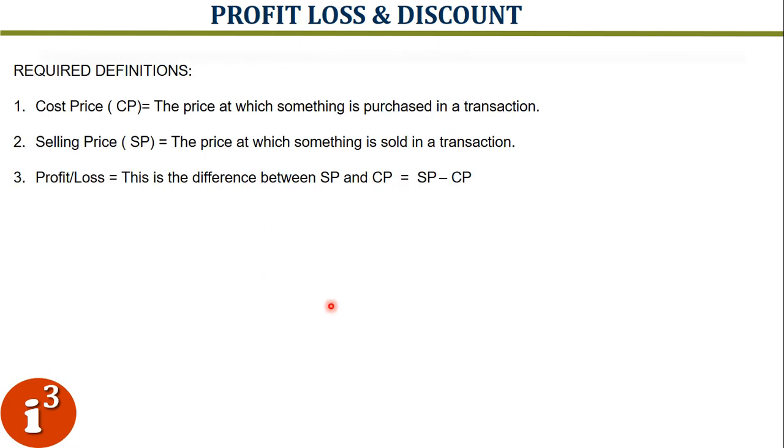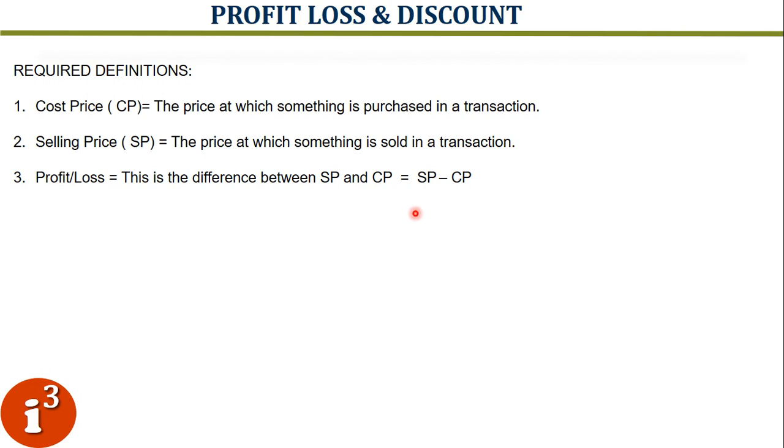So we'll start with these few definitions. Cost price: the price at which something is purchased in a transaction, that is, the price at which you buy. Selling price: the price at which something is sold in a transaction, that is, the price at which you sell. And profit or loss is the difference between selling price and cost price, meaning the price at which you sell and the price at which you purchase.